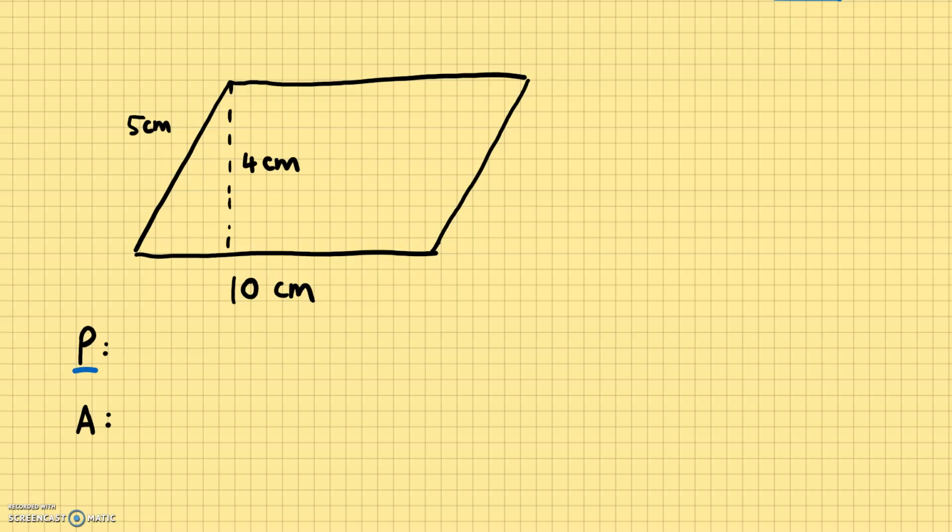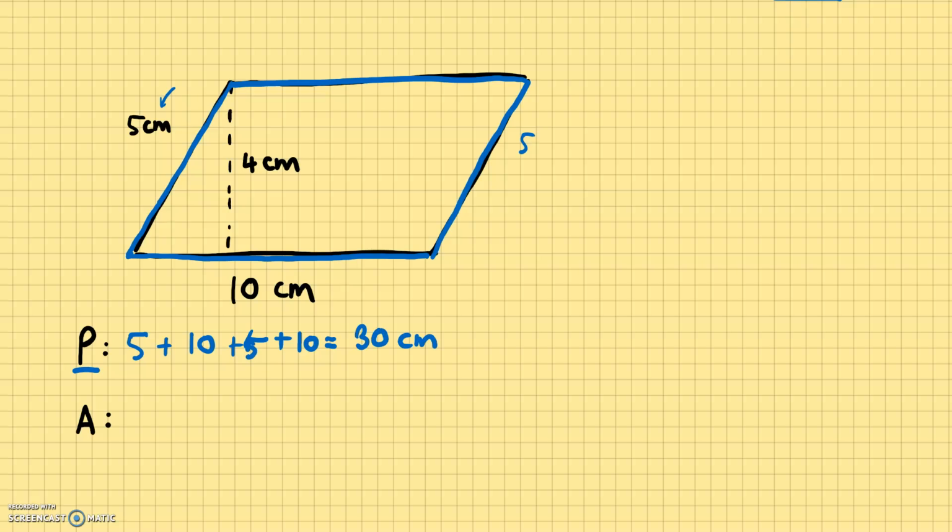Well, for the perimeter, we're adding up all the sides. So we're using the outside length of this shape. Okay, so that's 5 plus 10 plus this side here, which is the same as this side, so that's also 5. So plus 5. And then you're adding this part, plus 10. And that is going to equal 30 centimeters. So that's our perimeter. For the perimeter, you add up all the outside lengths.